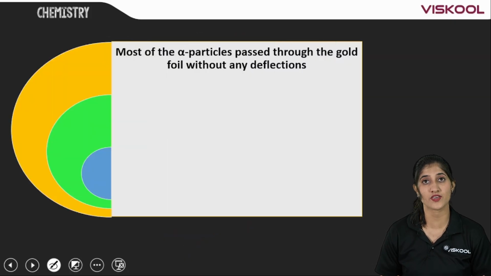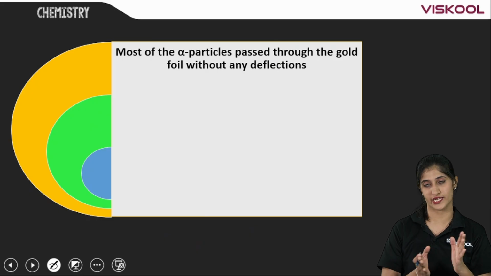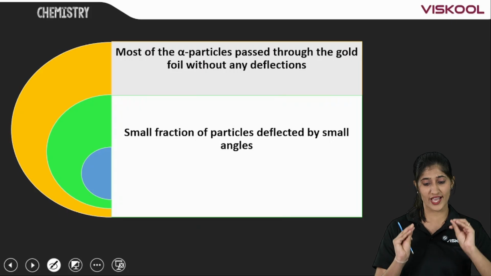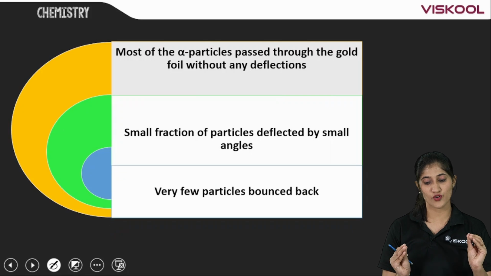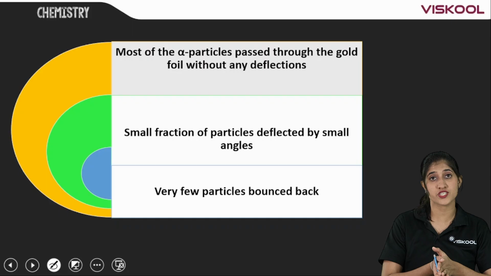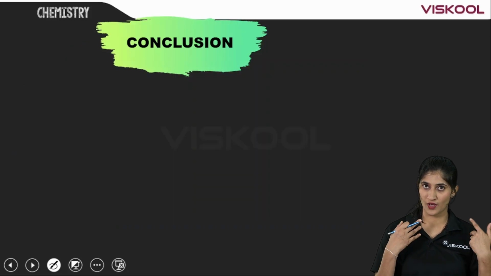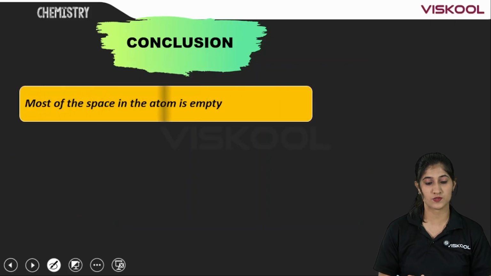Which was the first observation? Most of the alpha particles passed through the gold foil without any deflection. Very few alpha particles, that is a small fraction of particles, were deflected by small angles. Very few particles bounced back. Based on this observation, Rutherford made some conclusion. Most of the alpha particles passed through the gold foil, right? That means most of the space inside an atom will be empty.